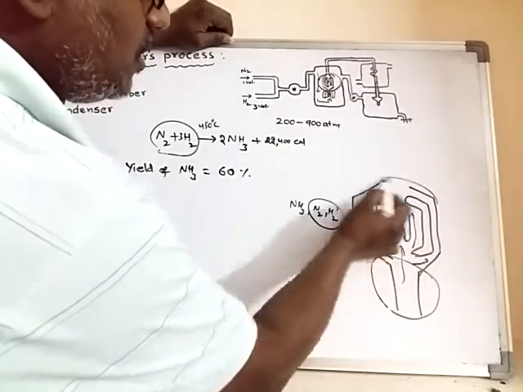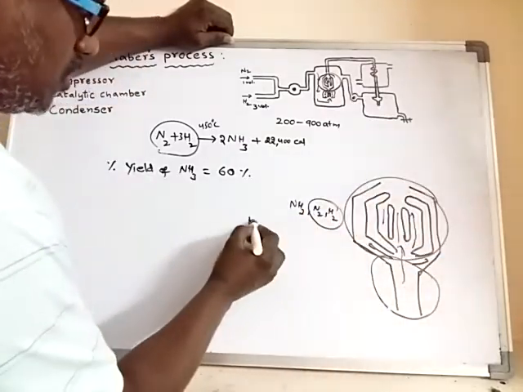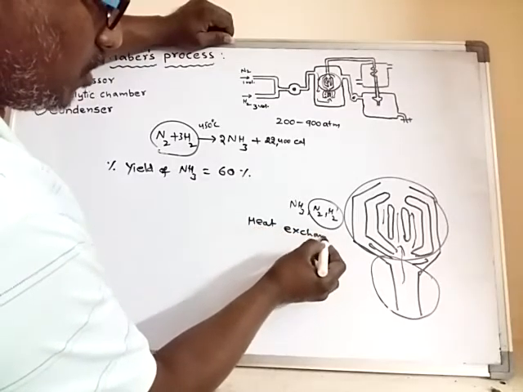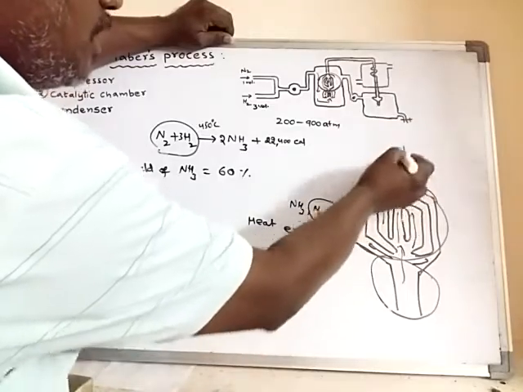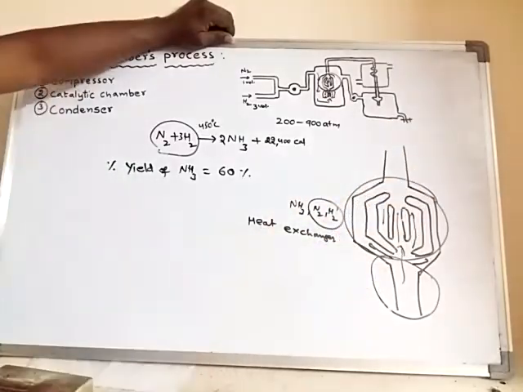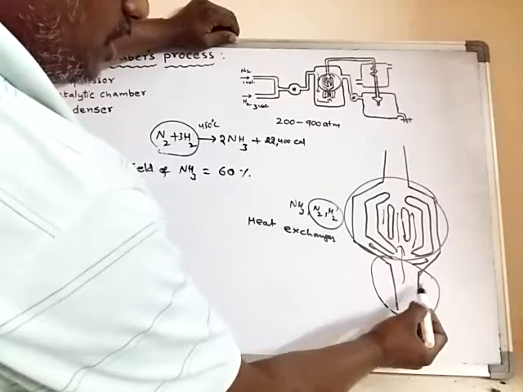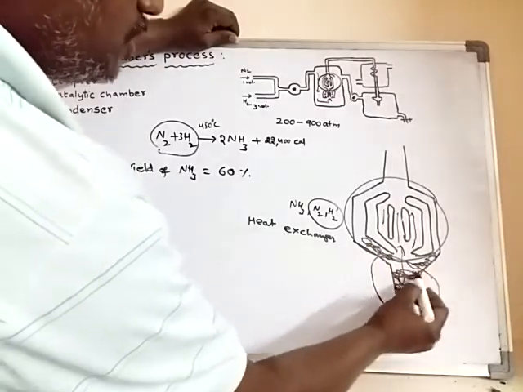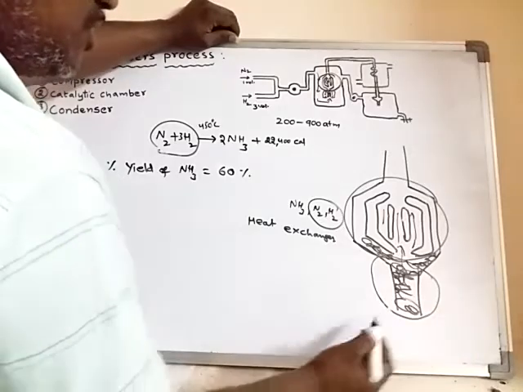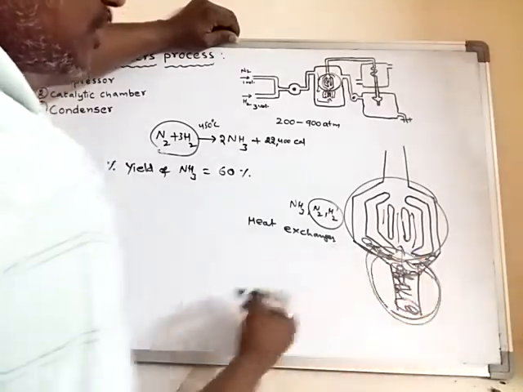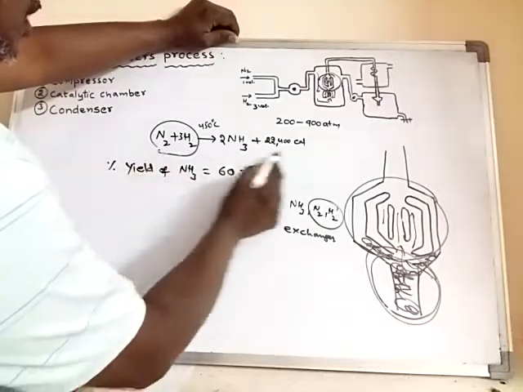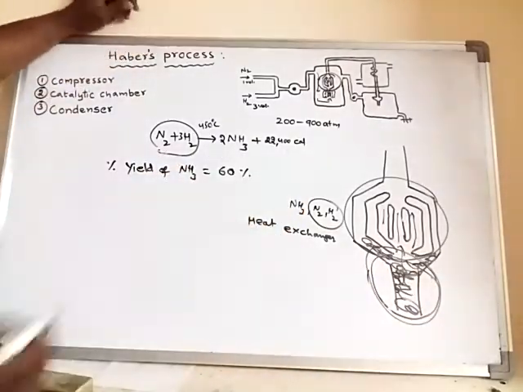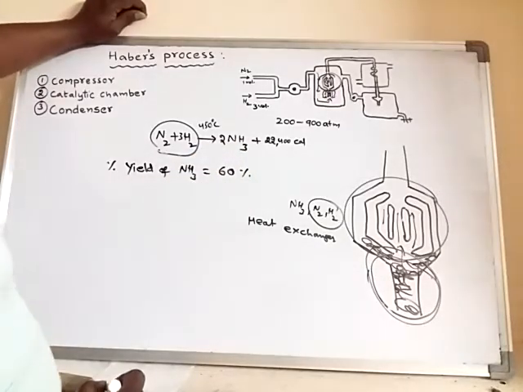This is called a heat exchanger. So this pipe is connected outside. So here catalyst is present in this area. In this area the reaction takes place, okay, and ammonia gas is formed.